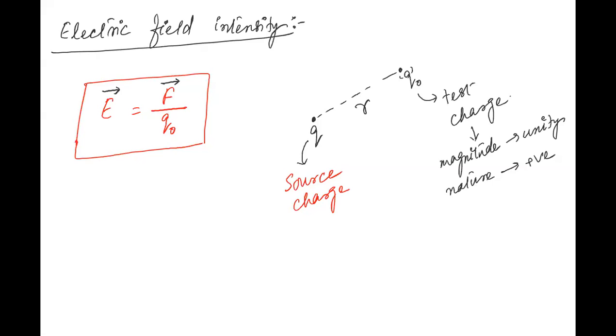Means electric field intensity is a vector quantity. What kind of quantity is it? Vector quantity. Means electric field intensity will have magnitude, that is some value, as well as some direction. It is a vector quantity. So this is the formula which is known as electric field intensity.